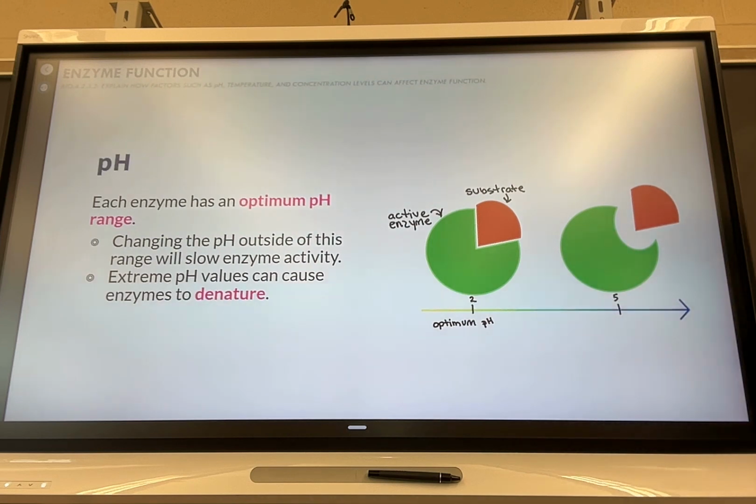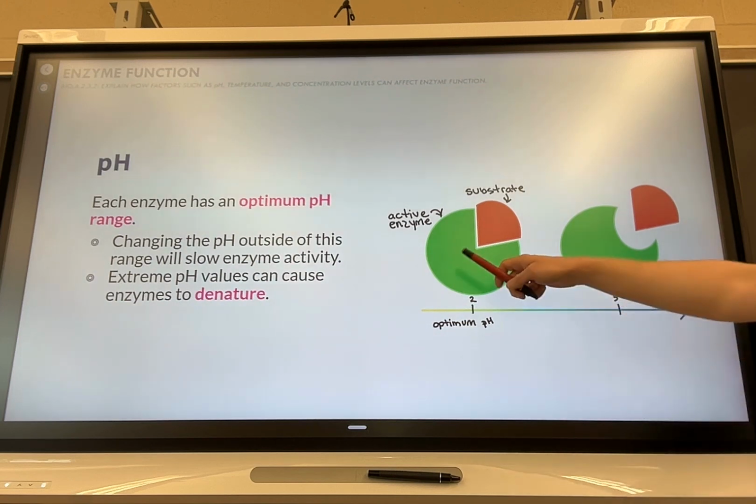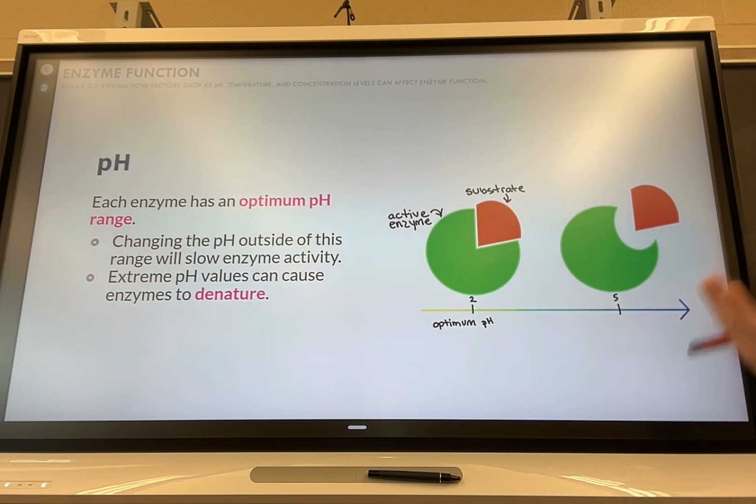The next environmental condition is pH, and pH is the measure of acidity or basicness of a solution. So each enzyme has its own special pH. For example, the enzymes found in your stomach work best at a pH of about 2 because of all the stomach acid. So if we change the pH outside of their happy range, again, it's going to cause them to lose shape and to denature.